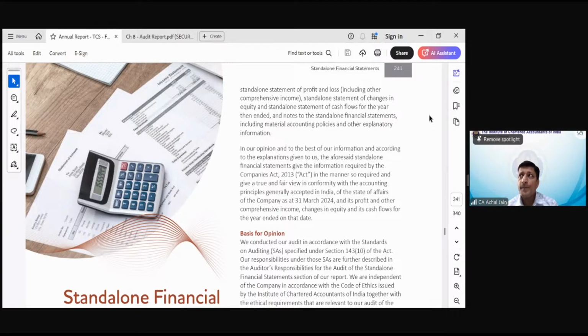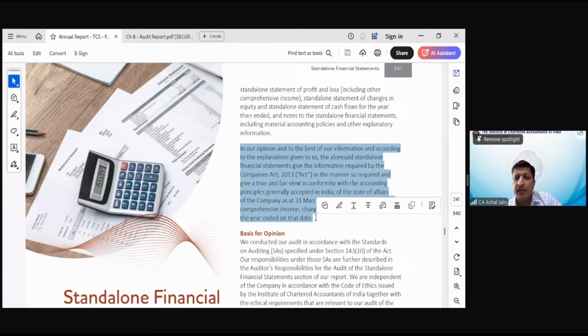Now, in the next para, we are on the opinion para only, in this section only, the opinion section. So now comes the opinion of the auditor. And let's understand what it is that the auditor is writing. He is saying that in our opinion and to the best of our information and according to the explanations given to us.